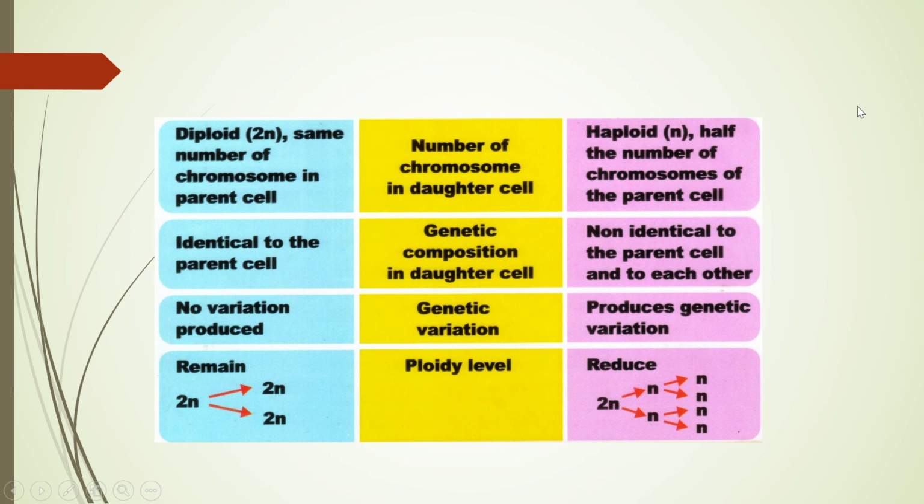The number of chromosomes in mitosis is diploid, 2n, the same number of chromosomes, and the genetic content is the same. This is really a photocopy. But for meiosis, half the number of chromosomes of the parent cell, and the genetic composition is not the same because of crossing over just now. Because one of the needs just now is to produce genetic variation.